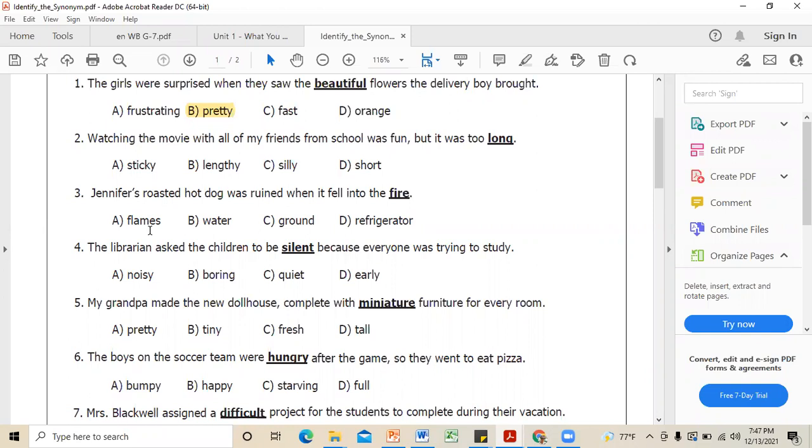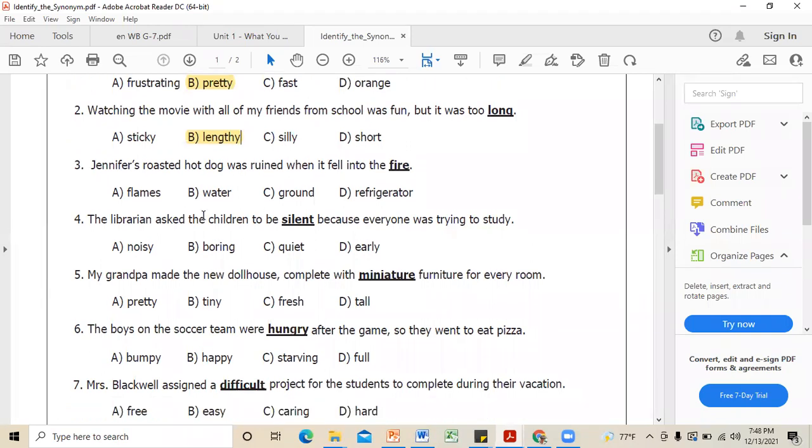Watching the movie with all of my friends from school was fun, but it was too long and lengthy. Yes, good. So the synonym would be lengthy, right? So it says watching the movie with my friends was really fun, but the movie was lengthy or it was too long, right? Good. So maybe Bashita, would you like to try the third one?